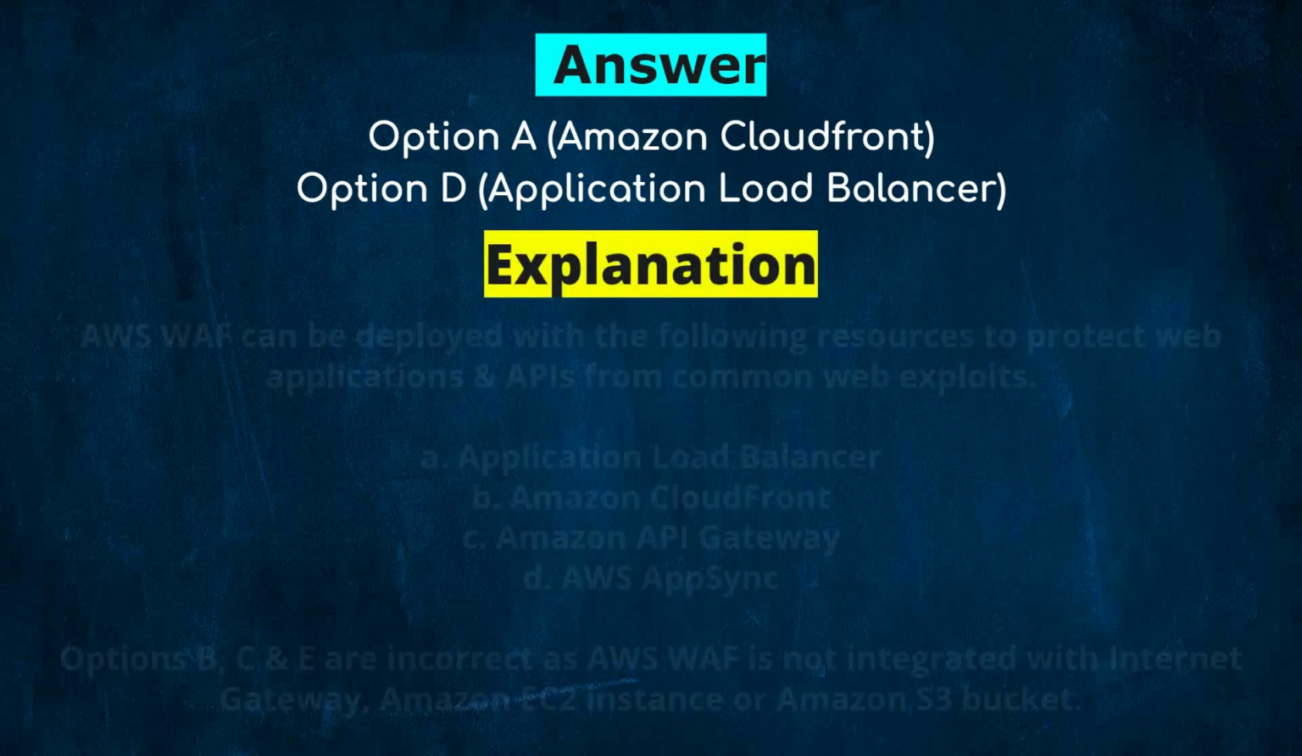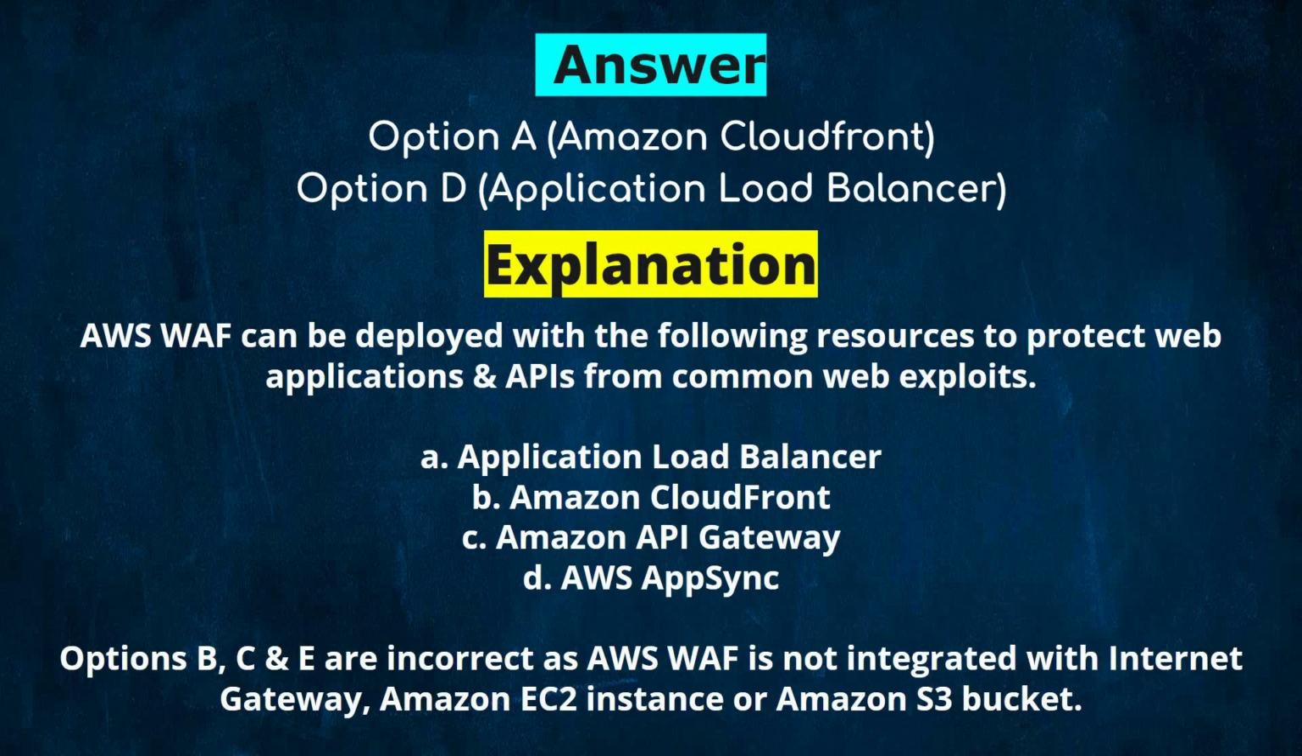Explanation. AWS WAF can be deployed with the following resources to protect web applications and APIs from common web exploits: A. Application Load Balancer, B. Amazon CloudFront, C. Amazon API Gateway, and D. AWS AppSync. Options B, C, and E are incorrect, as AWS WAF is not integrated with Internet Gateway, Amazon EC2 instance or Amazon S3 bucket.